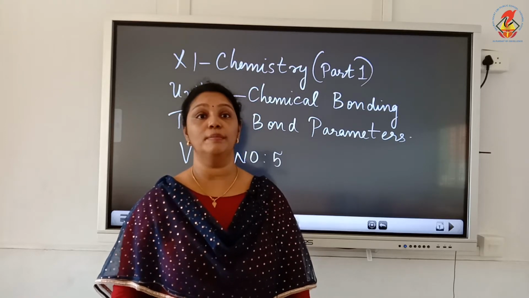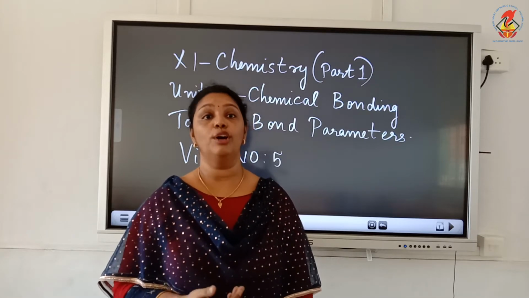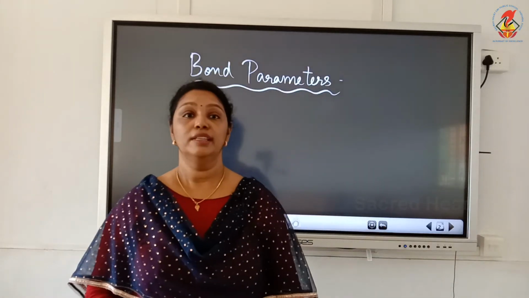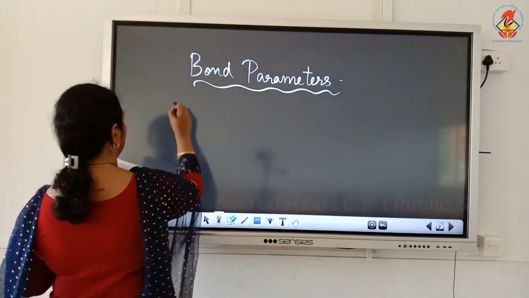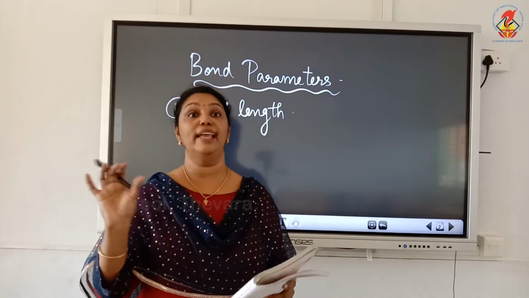So, this video is about the different terms used to describe a chemical bond, which are called bond parameters. The first bond parameter is bond length. What do you mean by bond length? From the name itself, you know it's the length of the bond.